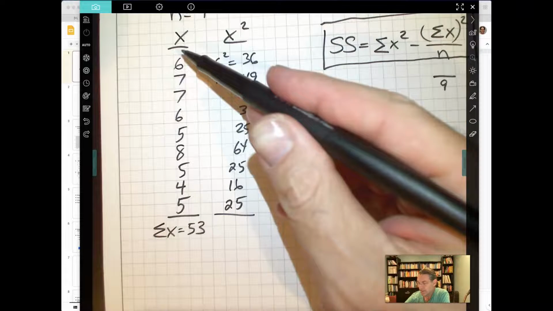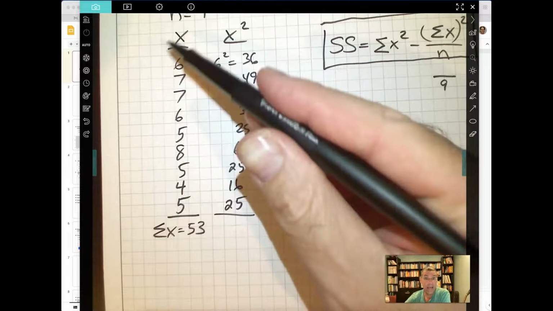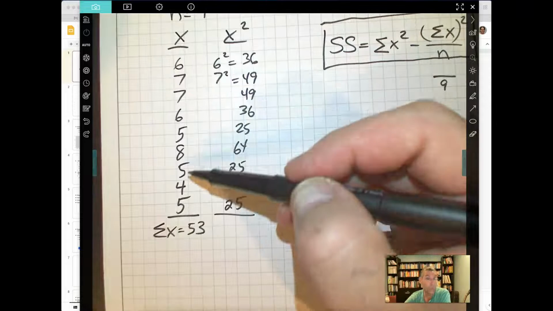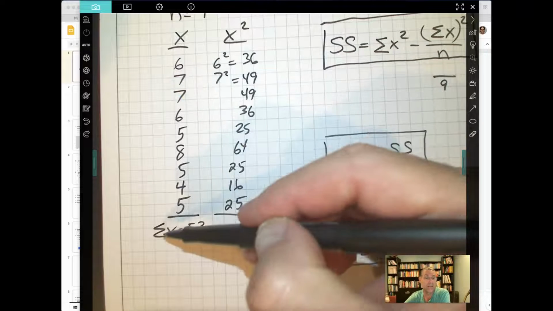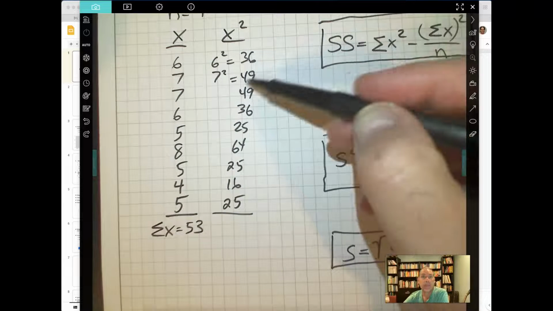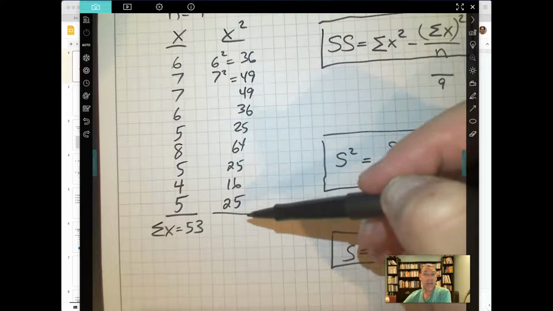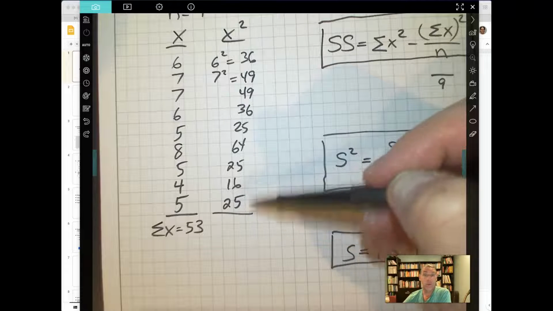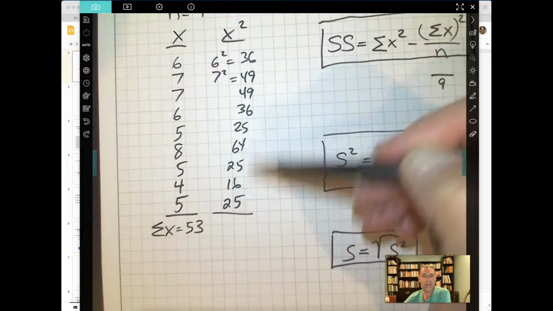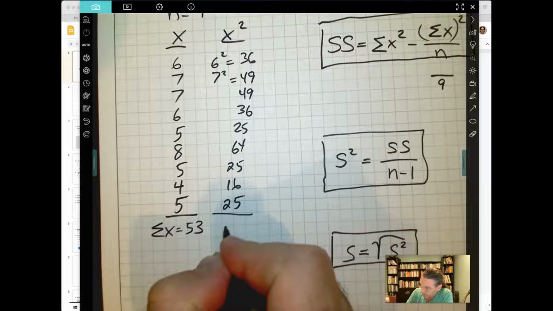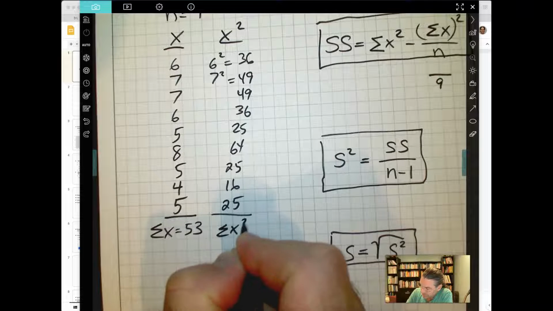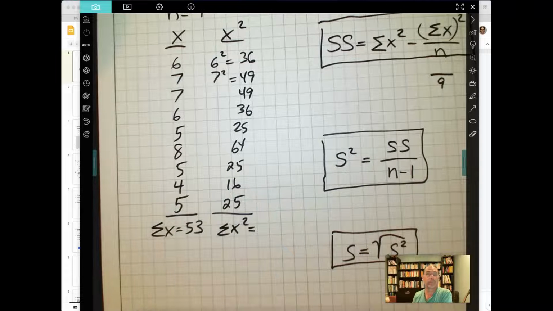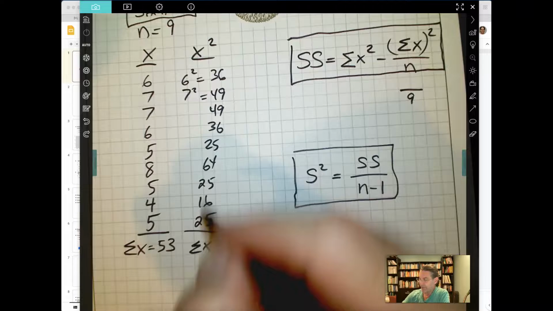So this is a column of x's. To get a sum of x, we add up or sum all of the x's. Sum of x, 53. Now this is a column of x squareds. So if we sum up all of these x squareds, or add them all up, that is a sum of x squared. Okay, so it's a sum of all the x squareds.